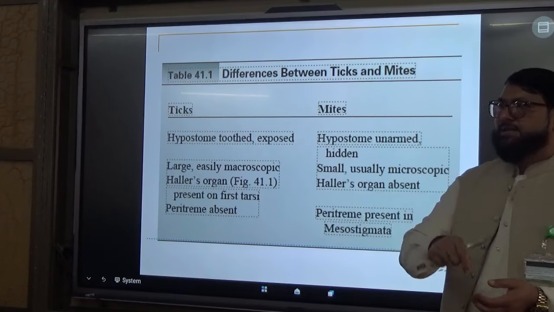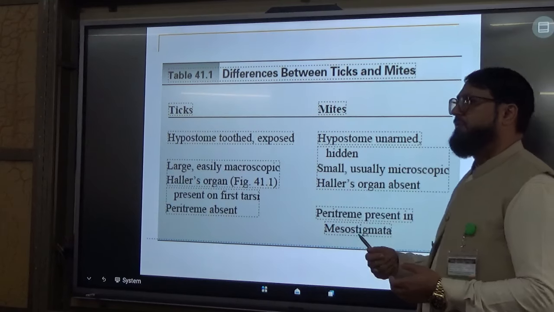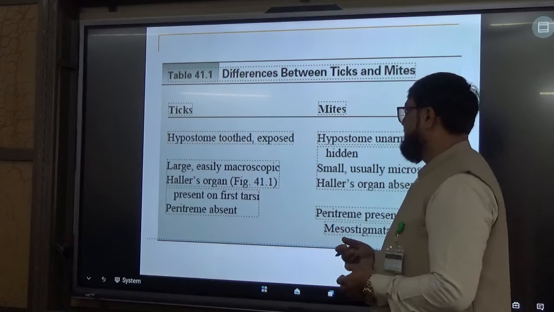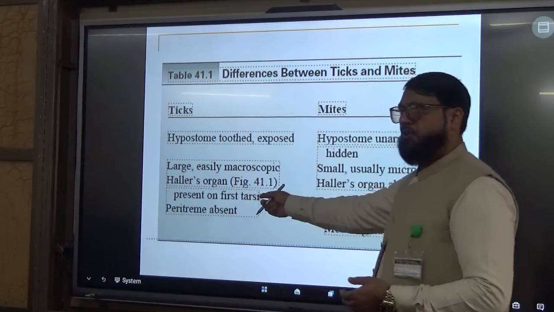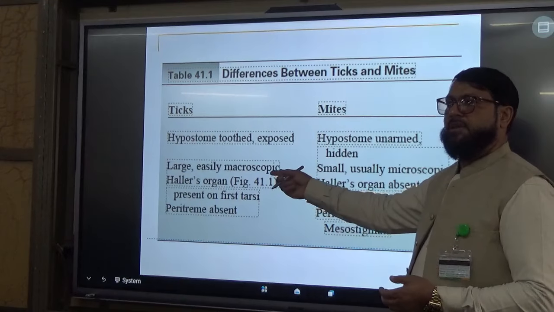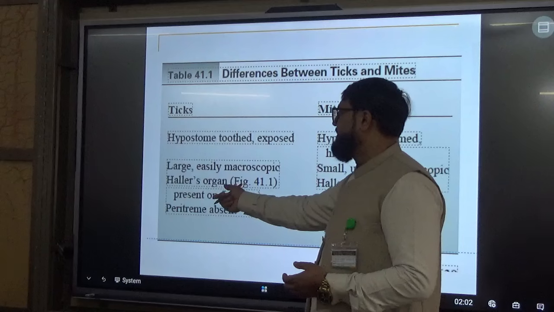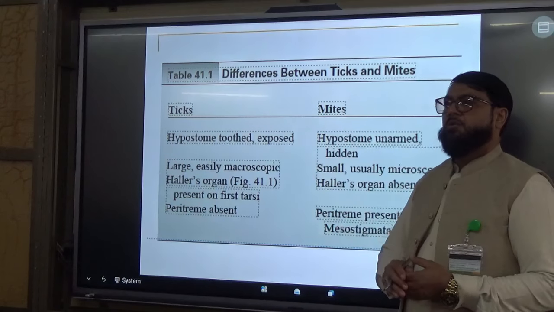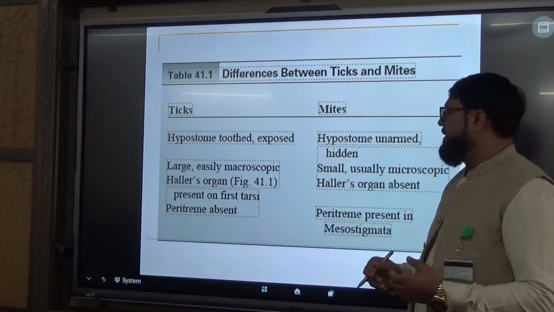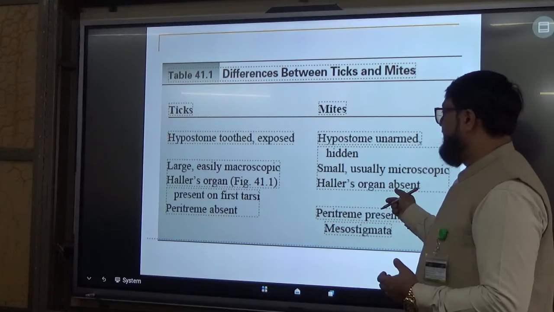You place that on the slide and then examine under the microscope for the adult mites as well as their developing stages. The Haller's organ is present on the first tarsi. We have talked about that; it has a sensory function, utilized by ticks to sense the opposite gender and to sense chemical stimuli in their vicinity. However, mites do not lack this Haller's organ.